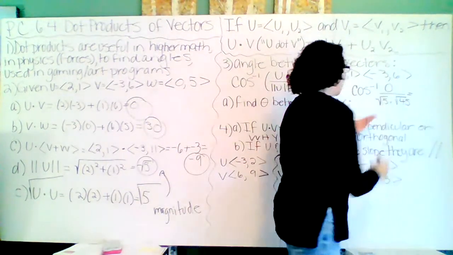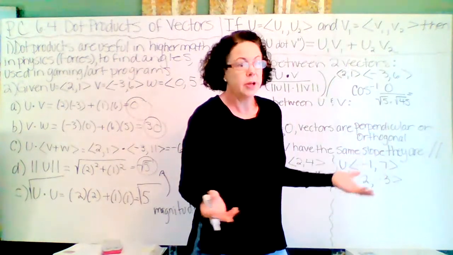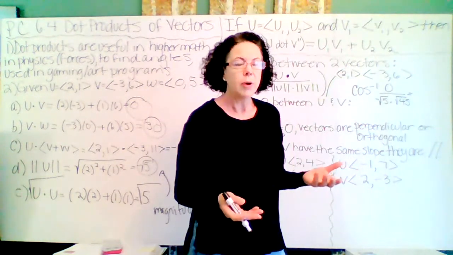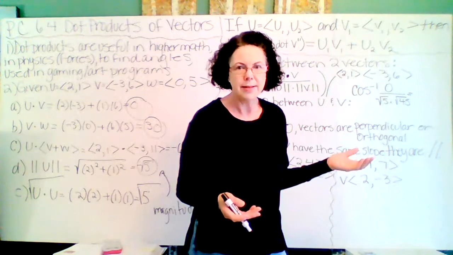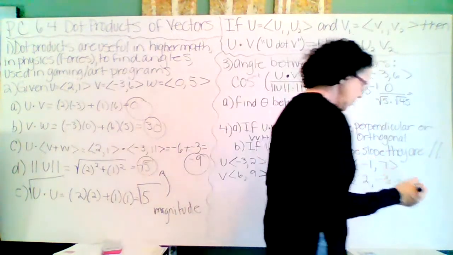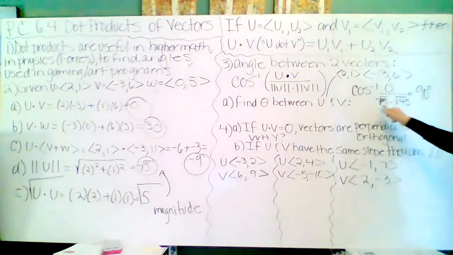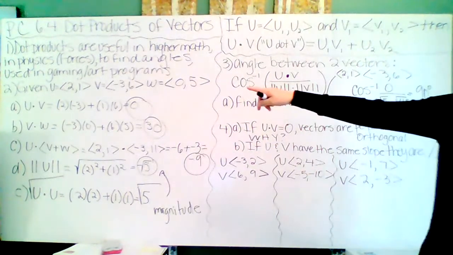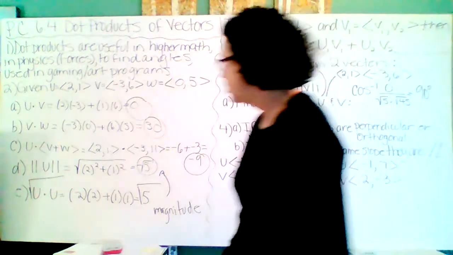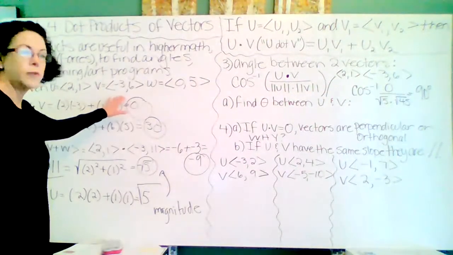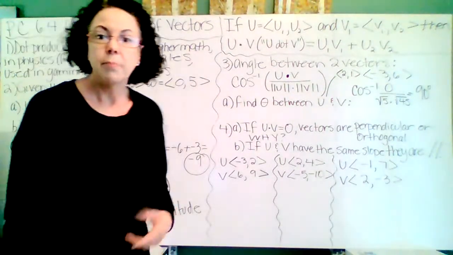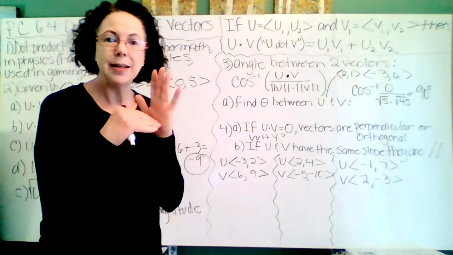So notice, normally I could put this on my calculator, and you can, inverse cosine is 0, right? But I know where cosine is 0. That happens at 90 degrees, right? And so it turns out then that u and v, if you drew those two vectors in standard form on a graph, they would be perpendicular to each other at 90 degrees.